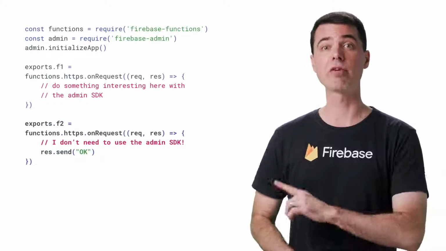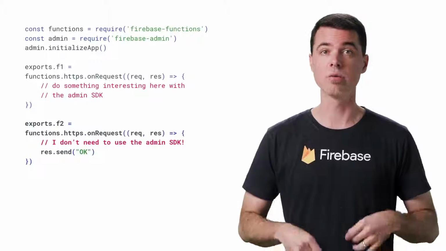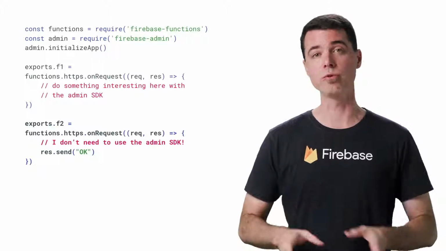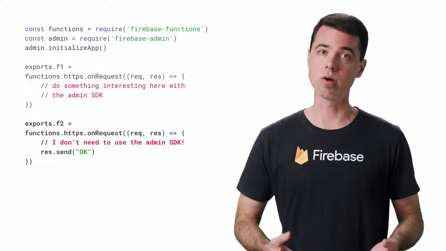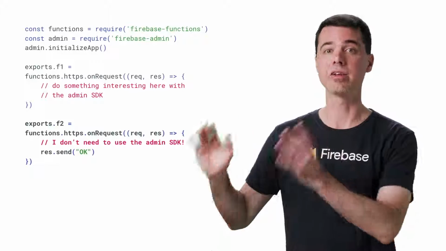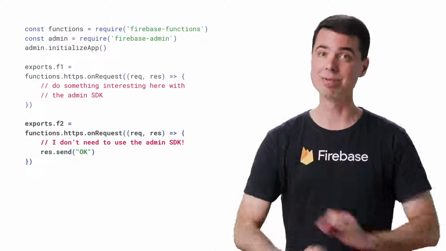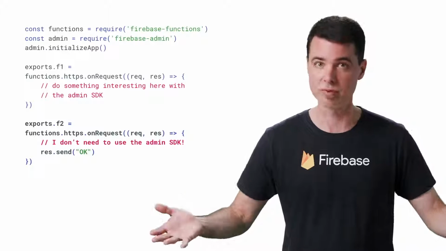But let's say we add another function, f2, and this one does not use the admin SDK. When f2 gets deployed to its own new server instance, it has to pay the cold start cost of importing Firebase Functions, Firebase Admin, and initializing the admin SDK. But the cost of dealing with the admin SDK is completely unnecessary in f2 because it was never used. I'm sure you can see here that the key to optimizing f2 is making sure that it doesn't have to pay the cold start cost of all the stuff it never uses.